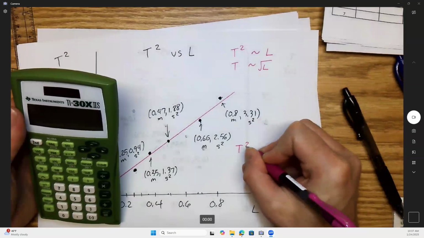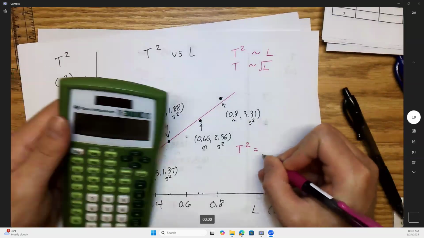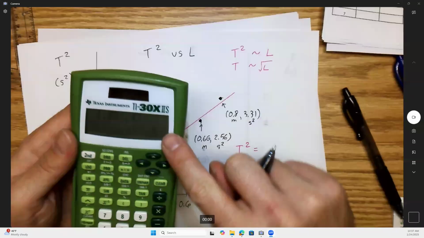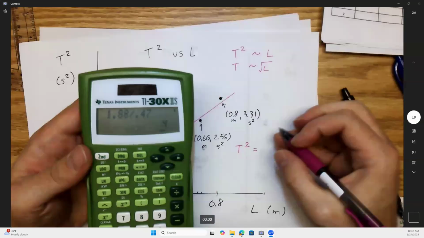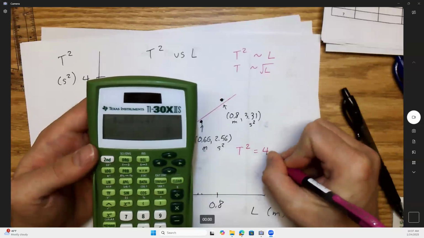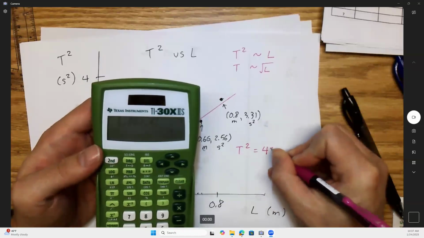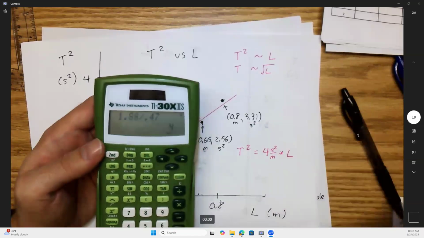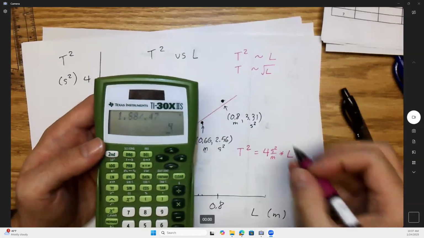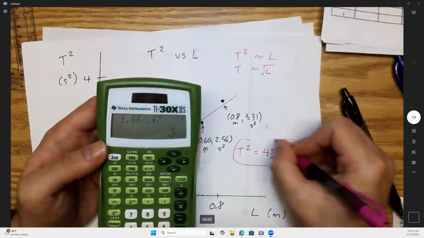We got time period squared equals, whoa, that was a coincidence. Guys, look at that. That was a weird coincidence. It comes out as an integer value. So I've got 4. Now that is units, square seconds per meter, and then multiplied by the length. Is that all right? Is that the equation of that line right there? Yes. Right.